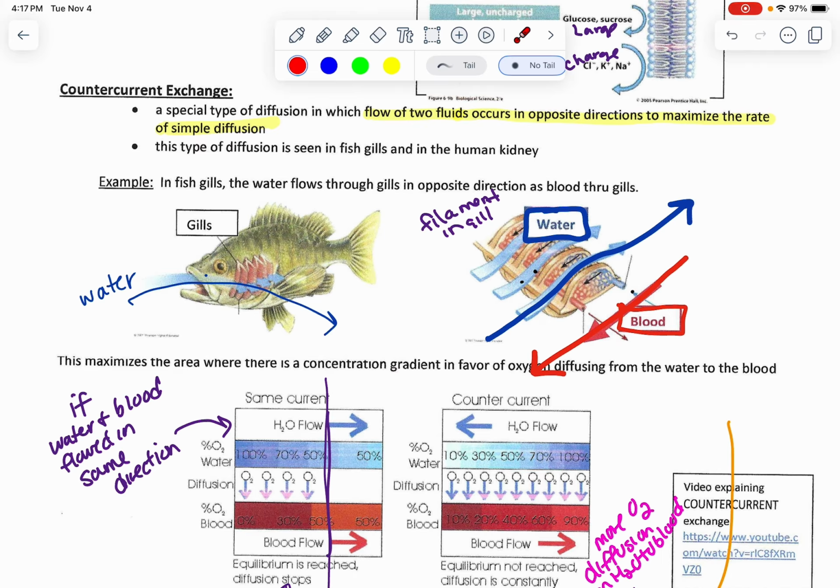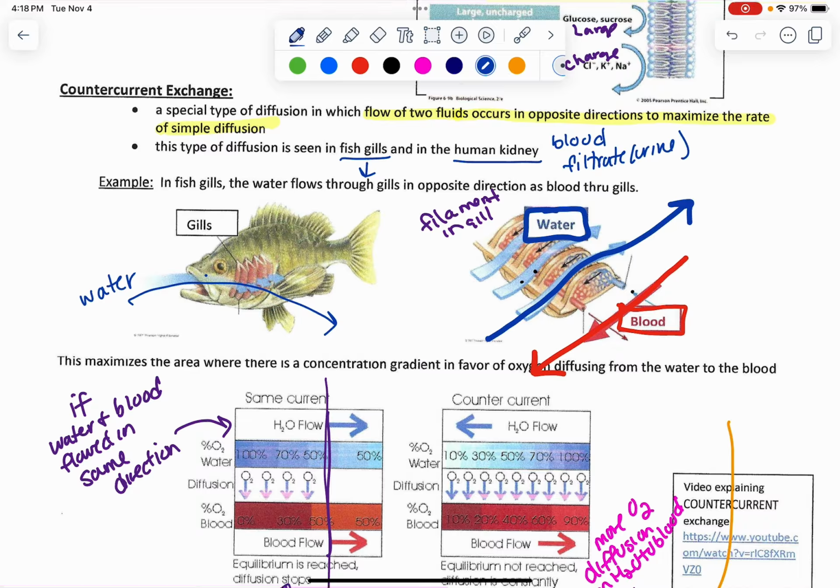Countercurrent exchange is when there are fluids that are flowing. Let's say we're having diffusion of materials between two fluids that are flowing in opposite directions. That's going to maximize the rate of diffusion. An example of this we see in fish gills, which I'm going to show you right here. We also see this in the human kidney, where the blood and the filtrate, which is becoming the urine, flow in opposite directions.